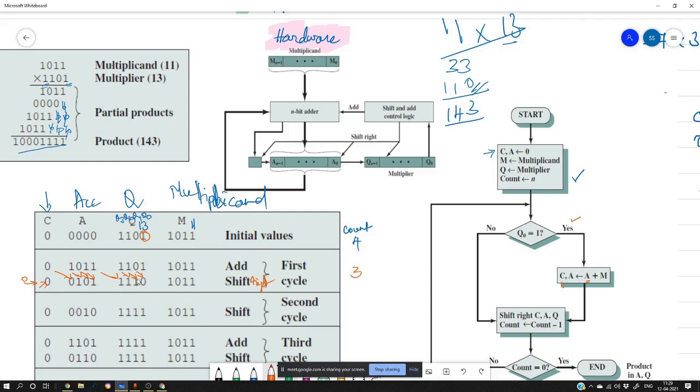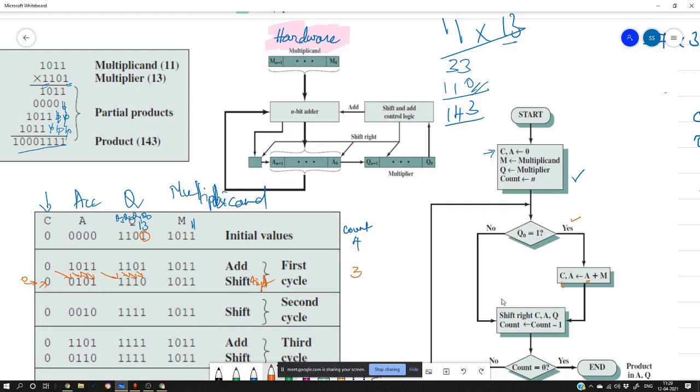That is what is being done here. Since Q0 is 0, Q0 is not 1, it is 0. So we just come here. If Q0 is not 1, then you come here and do what? Simply shift it. No addition required. Is this clear? I hope you are able to follow this.